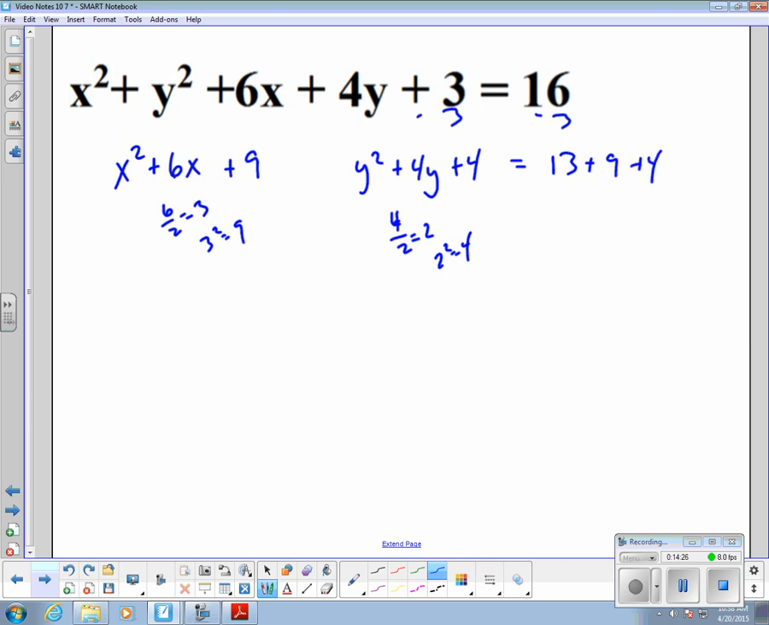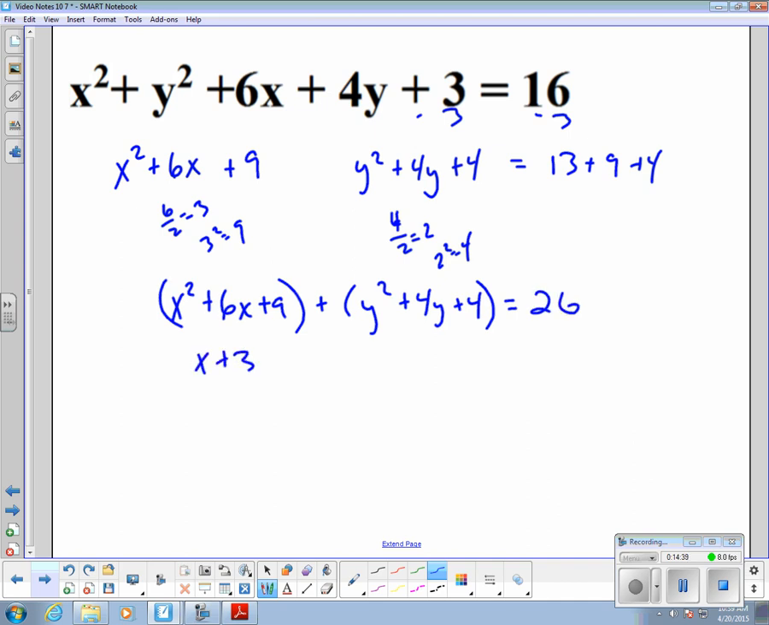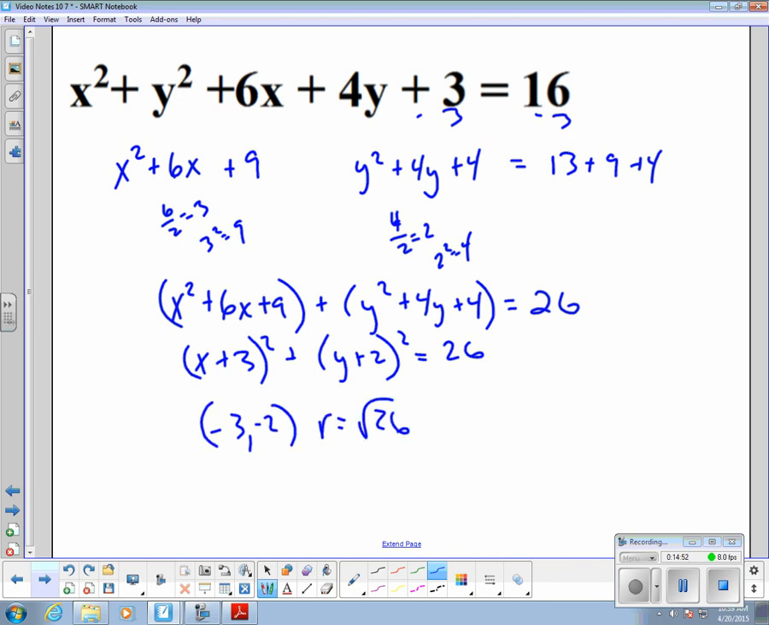And so I have x² + 6x + 9 + y² + 4y + 4 = 26. So (x + 3)² + (y + 2)² = 26. My center will be (-3, -2), and my radius will be the square root of 26. Okay, so that is the last one I'll work out as an example.